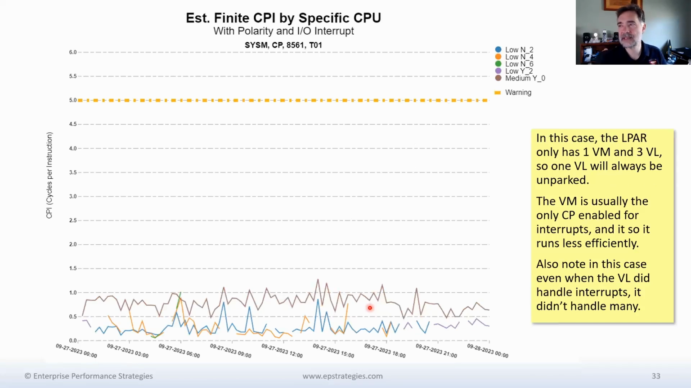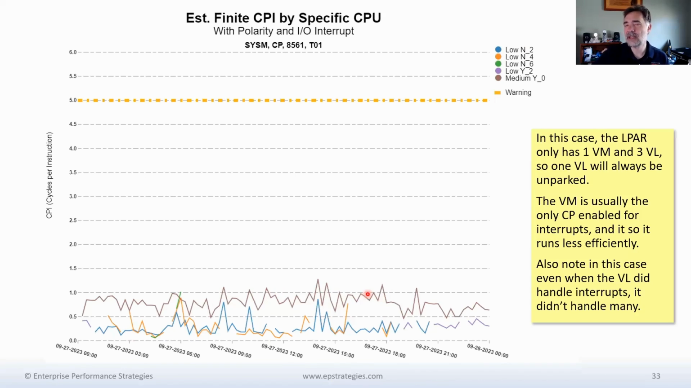Now, in this particular case, the LPAR has one vertical medium and three vertical lows. Again, because of that, we'll have one vertical low that's always unparked. I added in this chart now the logical CP number so we can spread apart those multiple vertical lows. So there's only one vertical medium at logical CP number 0. Logical CP number 2 is a vertical low that sometimes is not processing IO interrupts and sometimes is processing IO interrupts. Similarly for 4 and 6, here are actually never processing IO interrupts. Again, the processor that is handling IO interrupts is running a little bit less efficiently.